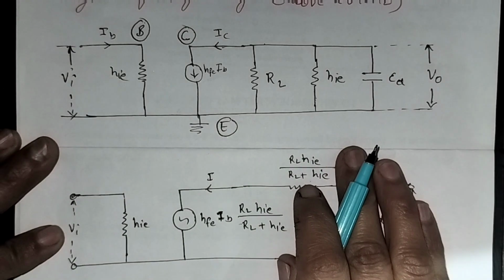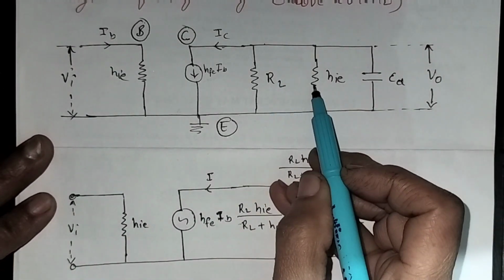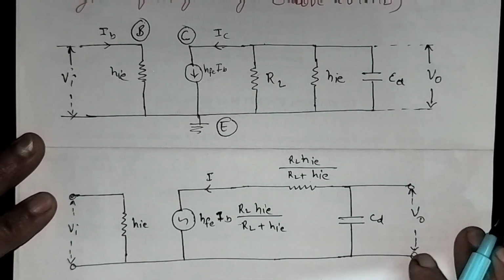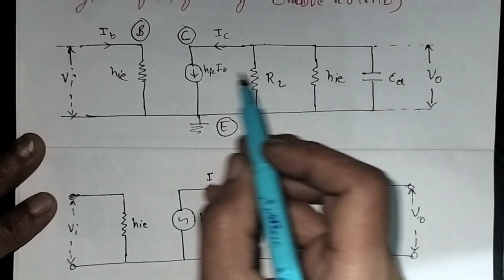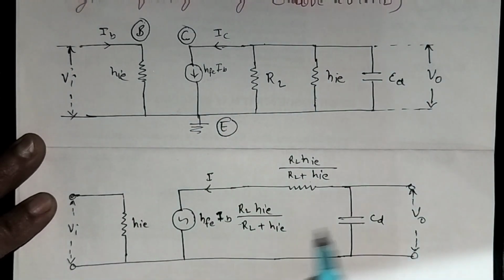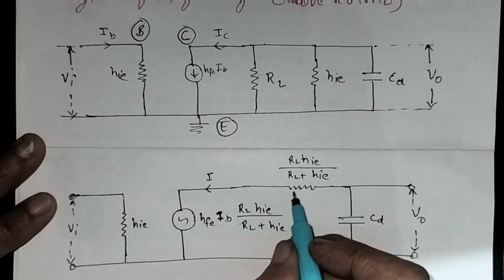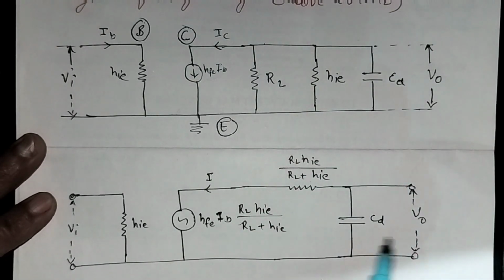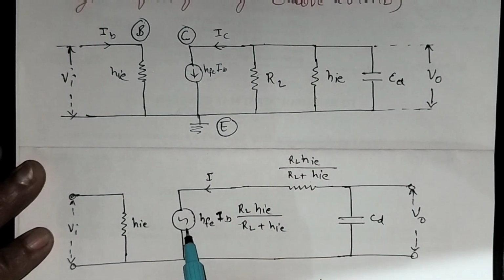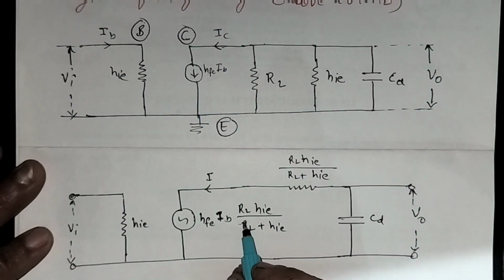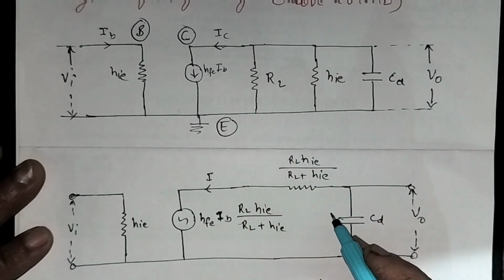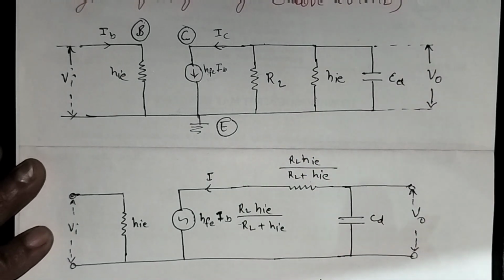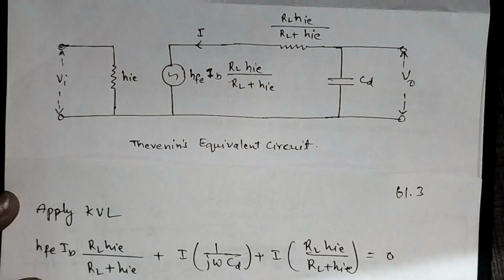Now we will simplify this hybrid model. We can see these two resistors are in parallel, so we will find the parallel combination of these two resistors, and to convert this current source into the voltage source we will put this parallel combination in series with the voltage source. So the circuit will look like this. Here this is the voltage source HFE into IB, multiplied by the parallel combination of these two resistors. Now we will analyze this circuit.